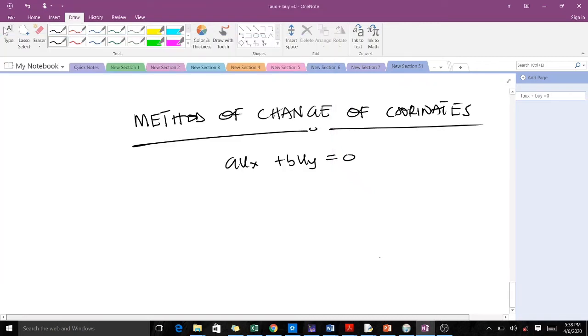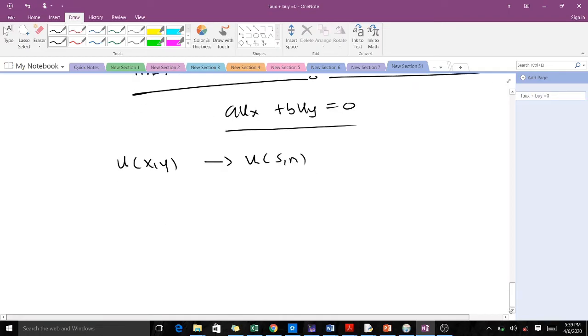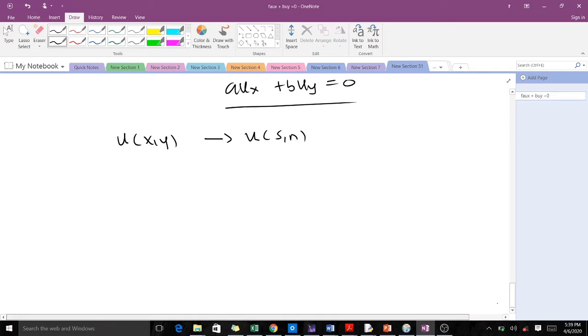So, in our previous lecture, we learned how to solve this particular PDE using the method of characteristics, and in this one, we learn how to solve using the method of change of coordinates. With the method of coordinates, what we do is that this u here is a function of x and y. We mostly try to work in a different coordinate, let's say s and n. So you realize that we've changed coordinates here, so that's why we call it the method of change of coordinates.